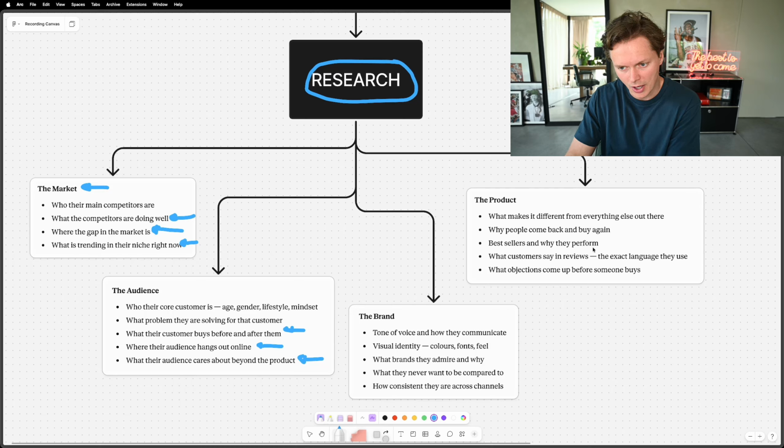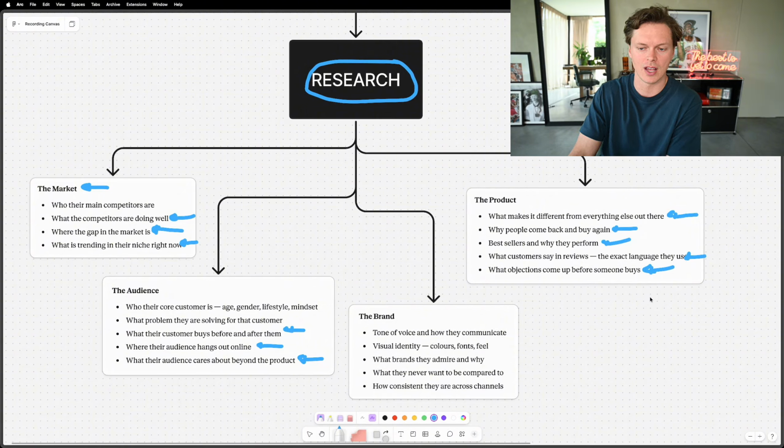Next up, you have the product: what makes it different, benefits and features, as well as emotions. People buy emotions. Why people come back and buy again, best sellers and why they perform. What customers say in reviews, also very important. And what objections come up before someone buys. This is one of the keys, because you can take away the objections using your creatives and your advertising. So this is really important.